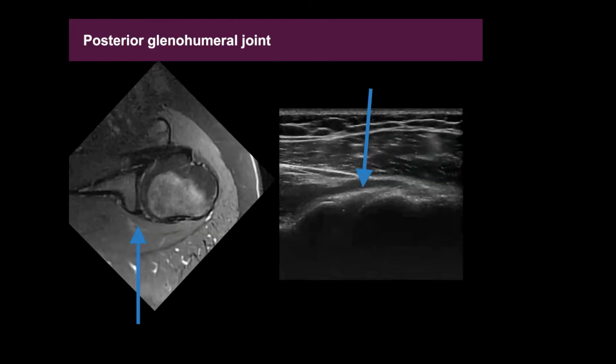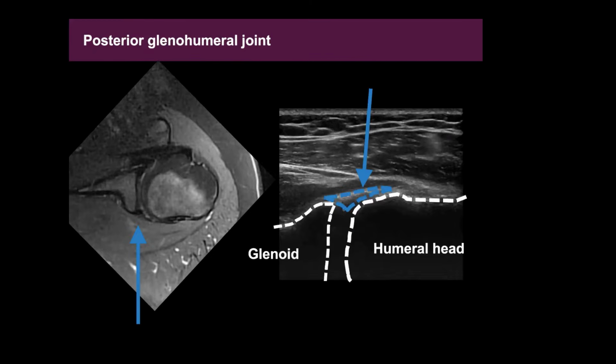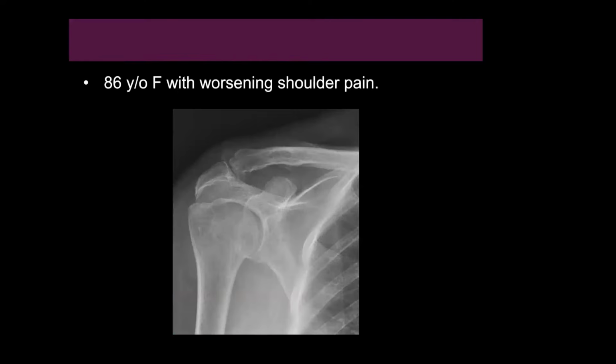Here's a posterior view of the glenohumeral joint. You could see how on the left-hand side, you see the MRI. We would put the probe on the posterior side of the glenohumeral joint. And on the right-hand side of the image, you could see a correlatory MSK ultrasound image. You could see the glenoid, the humeral head, and the labrum, especially if I outline it, and you can see how it correlates with the MRI image on the left-hand side.